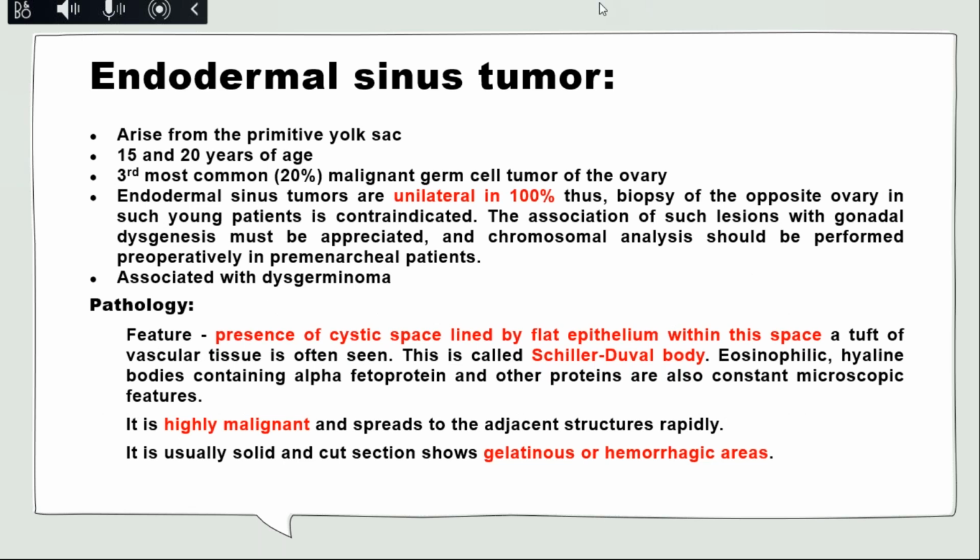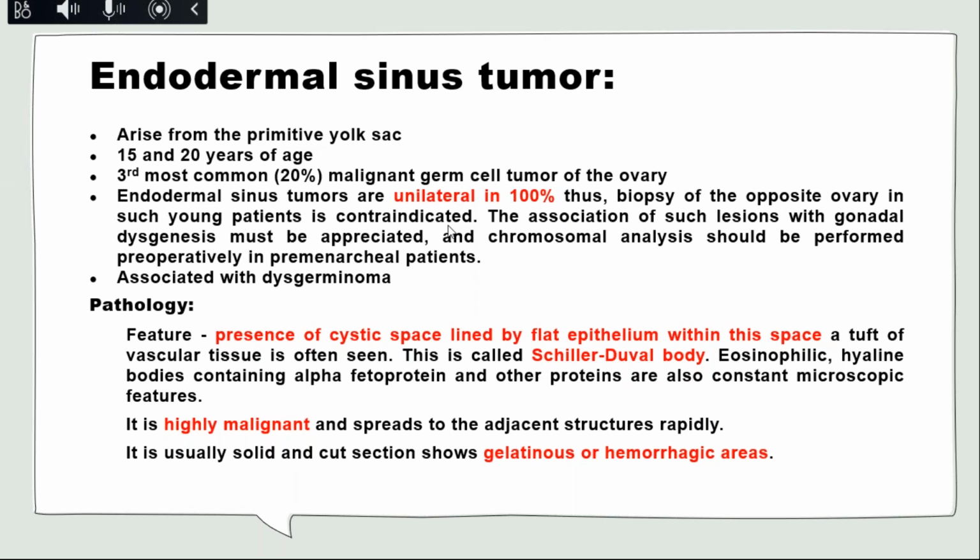Okay, next comes the endodermal sinus tumor. It arises from the primitive yolk sac, is common at 15 to 20 years of age, and is the third most common malignant germ cell tumor. They are unilateral in 100% of cases. So the association of such lesions with gonadal dysgenesis must be appreciated, and chromosomal analysis should be performed preoperatively in premenarchal patients. As I already said, germinoma can also be associated with endodermal sinus tumor. So the same goes for the endodermal sinus tumor also.